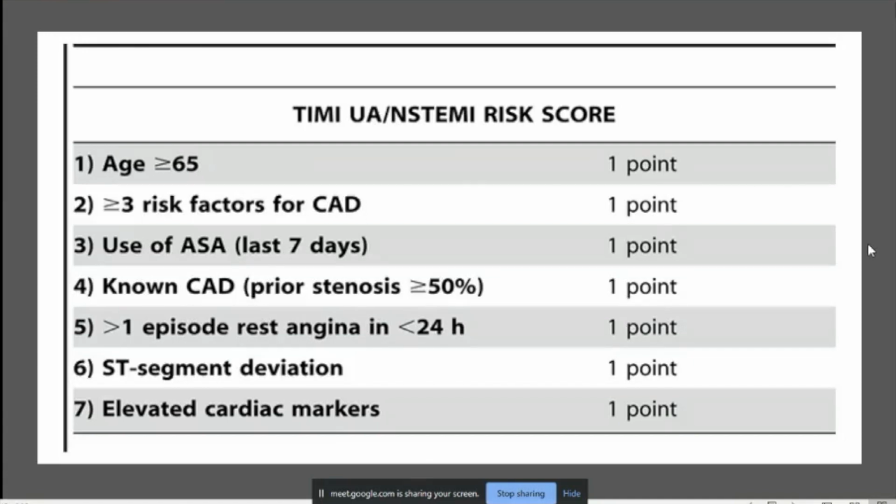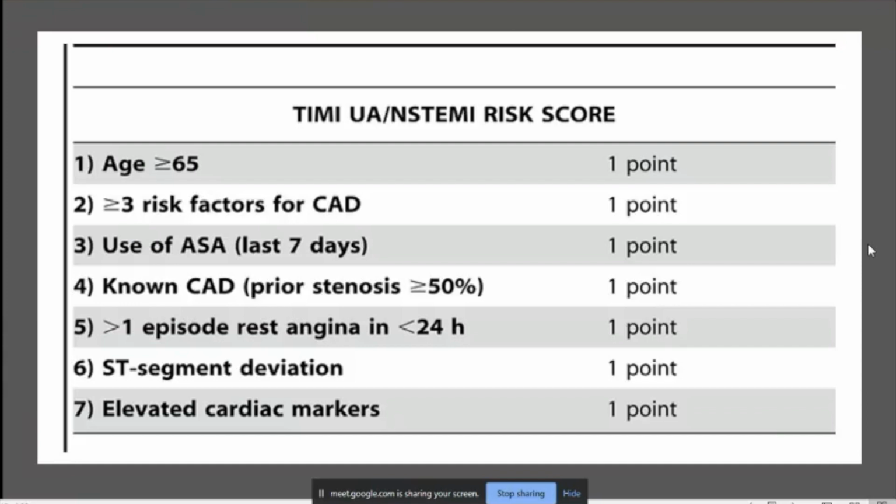If the patient has more than 1 episode of severe angina in the last 24 hours, the patient gets 1 point. If the troponin is elevated, so elevated cardiac markers, the patient gets 1 point. If there is an ST segment deviation of 0.5 mm or more, the patient gets 1 point. So we say a high risk patient is one with 3 or more points, right? If the patient has 3 or more points, we classify the patient in the high risk category.